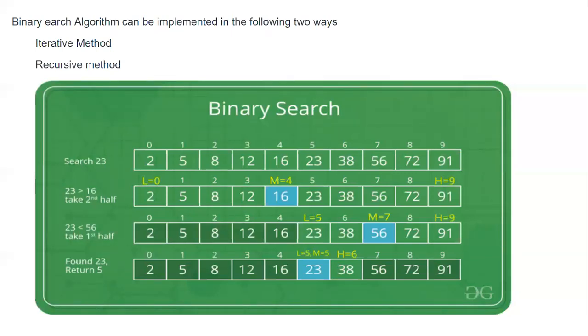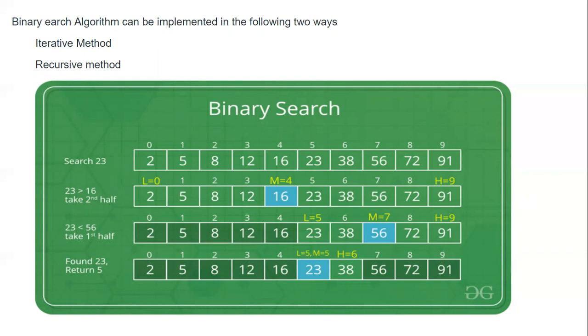Recursive method. Here is a picture which shows the algorithm of binary search. For example, if we want to find the element 23 in the list, we first check and compare it with the middle element. Here, the middle element is 16. So we compare with 16, where 23 is greater than 16.